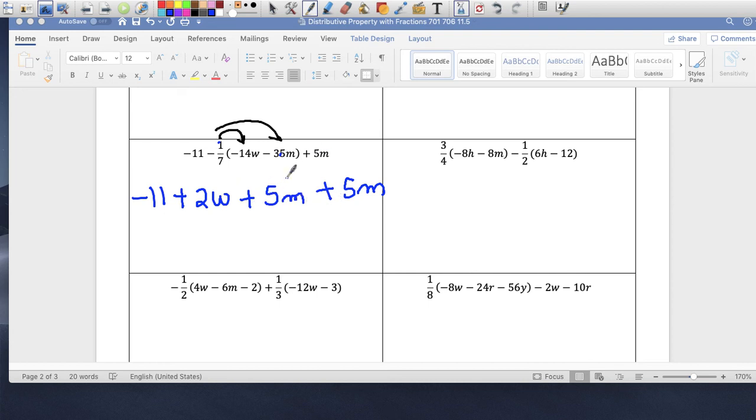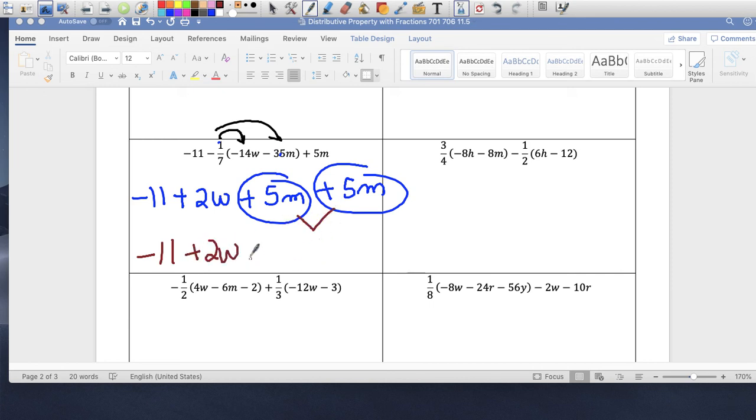Combine like terms? Well, actually, I combine these two guys, right? This one and this one. And lucky for us, they're already side by side, so I'm going to write the other two terms. So negative 11 plus 2w, and then these two, 5m plus 5m is positive 10m.